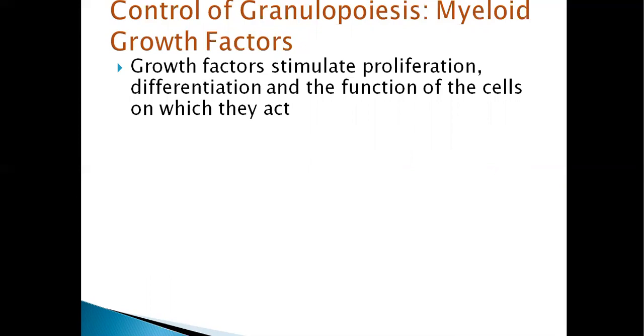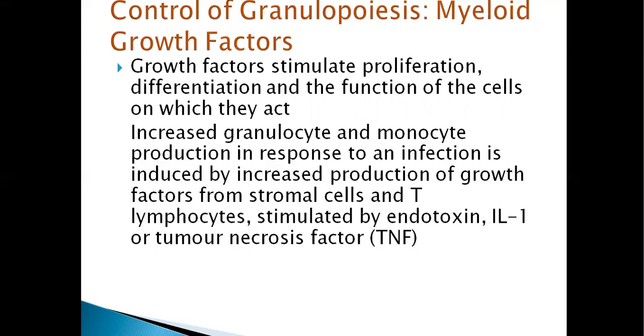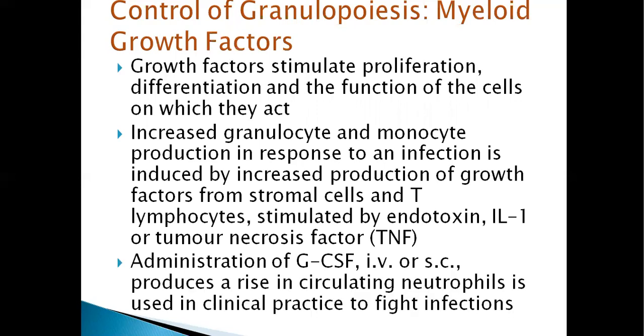Increased granulocyte and monocyte production in response to an infection is induced by increasing production of growth factor from stromal cells and T lymphocytes stimulated by endotoxin, interleukin 1, or tumor necrosis factor. Administration of G-CSF, intravenously or subcutaneously, produces a rise in circulating neutrophils and is used in clinical practice to fight infections.